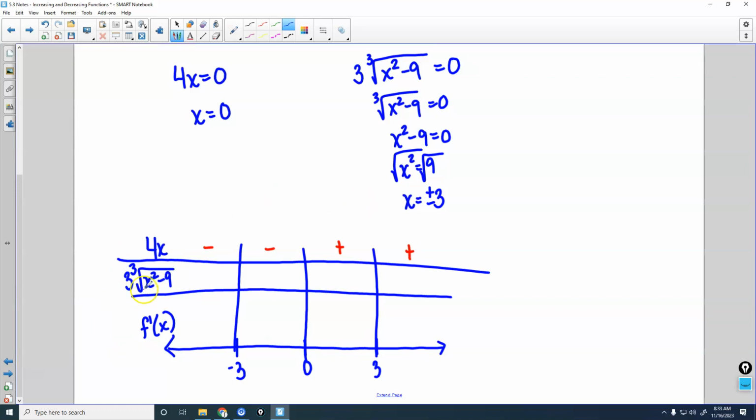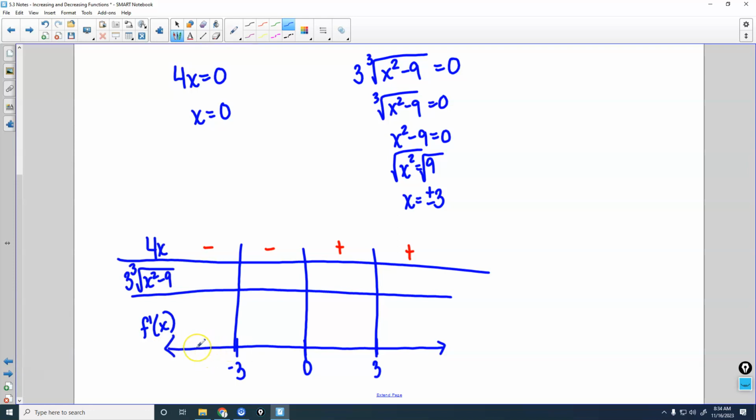For this part, is the 3 going to change the sign of what you're talking about at all? Is the cube root going to change the sign of anything you're talking about there? The cube root doesn't change the sign. If you take the cube root of a negative, it'll still be negative. If you take the cube root of a positive, it'll still be positive, right? So the 3 and the cube root really don't affect the sign. What you're really wanting to know is whether x squared minus 9 is positive or negative right here. So when you're thinking about that, that can help you do that a little more quickly.